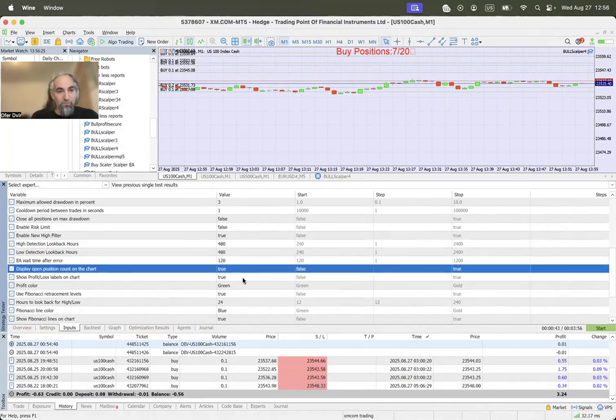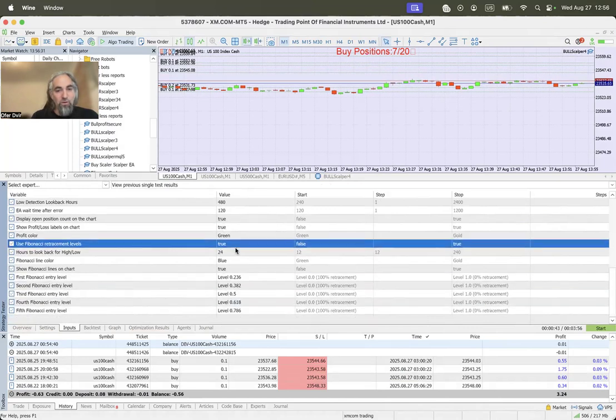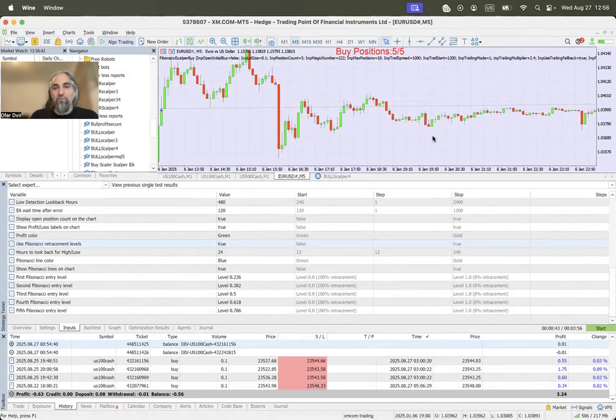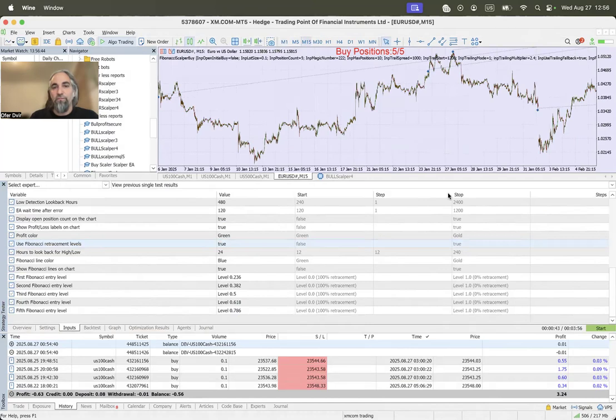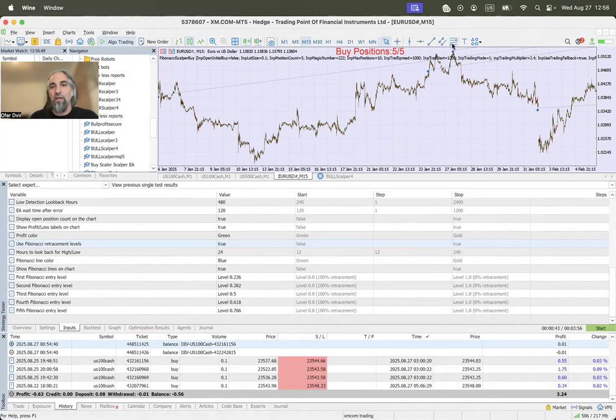We'll display the profits, and then we have some colors, and now we are in the Fibonacci area. So do we want to use the Fibonacci retracement? Yes, of course. And the hours for look back. So for example, if this is the chart and we go to a 15 minutes, and we would say, I would have loved this Fibonacci to work. And then it means that, for example, we were to use the golden ratio and the retracement.